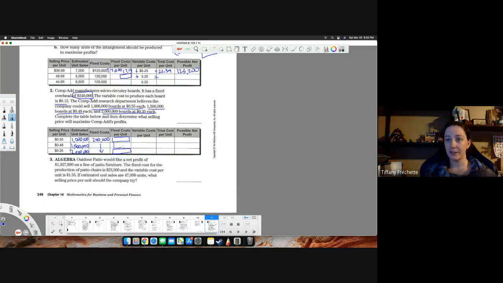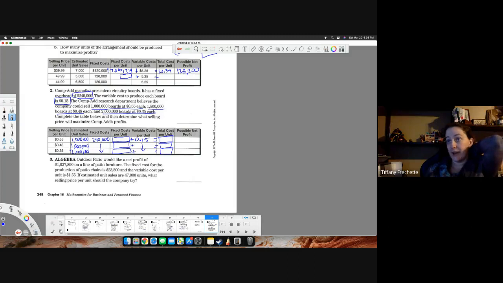All right, so you need to fill in these 3 pieces. I didn't fill those in for you. Variable cost per unit. So they already told us that. Variable cost per unit was 15 cents. That's not going to change. It's just going to be 15 cents for all of them. So the total cost per unit will change because that depends on what you get here in this column. So you're going to add that to the 15 cents, and that'll tell you your total cost per unit. And once you've gotten to this point, your possible net profit, we just have to go through and apply our pieces.